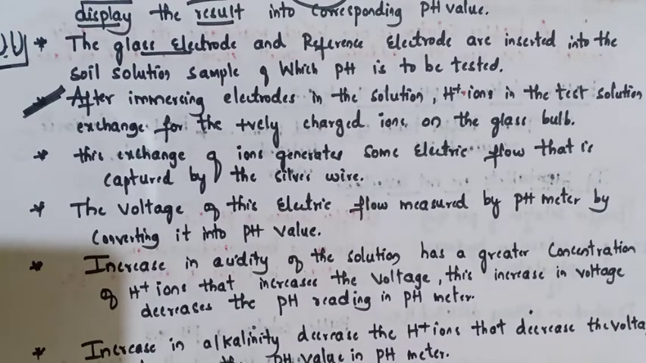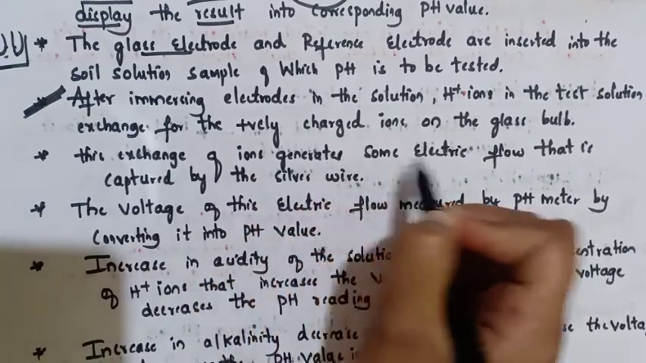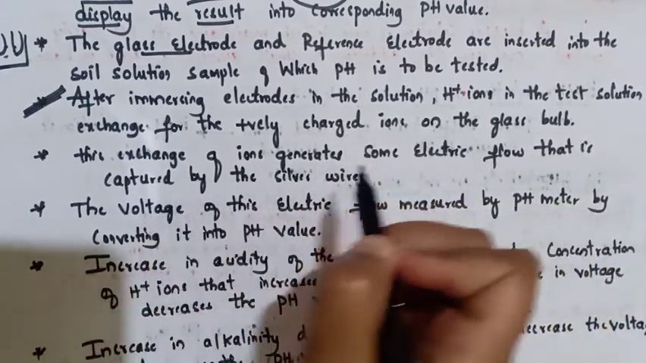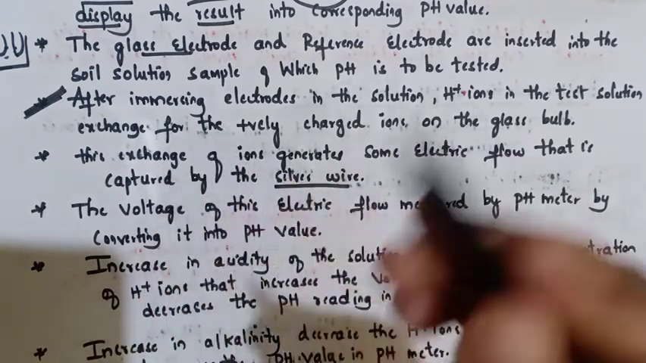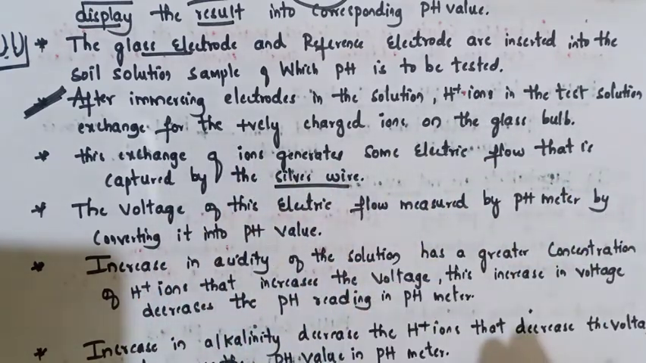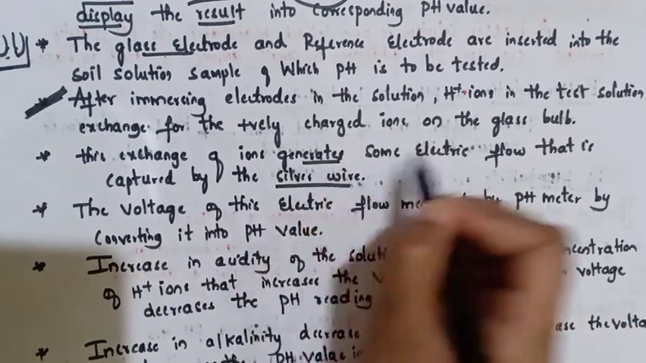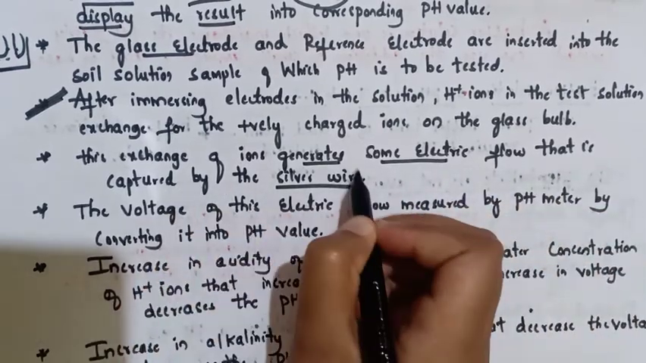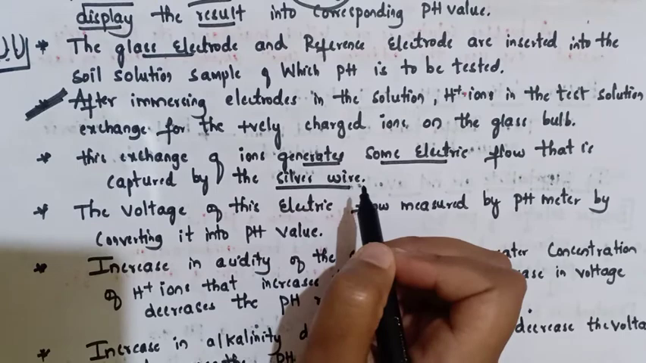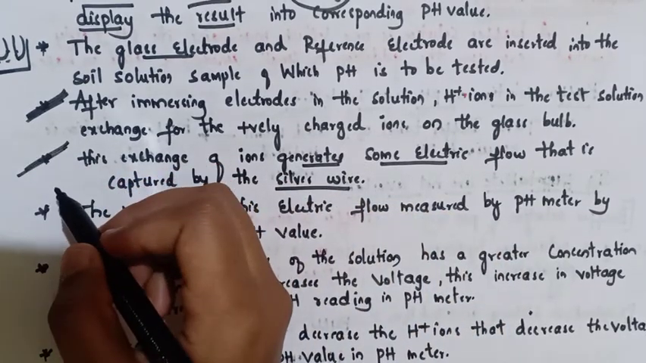Now let's read the next point. See here, this exchange of ions generates some electrical flow that is captured by the silver wire. We have the silver wire. So when the exchange of ions happens between the glass electrode and the soil sample solution, there is a generation of some electric flow that is captured by the silver wire. So this is also a very important point.